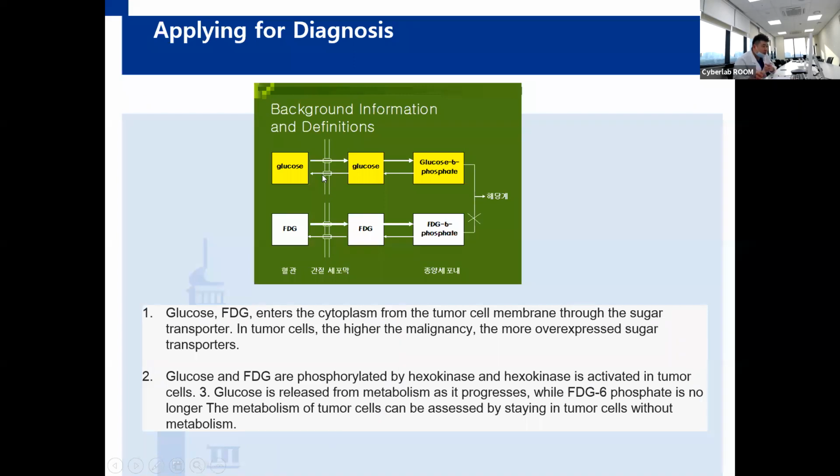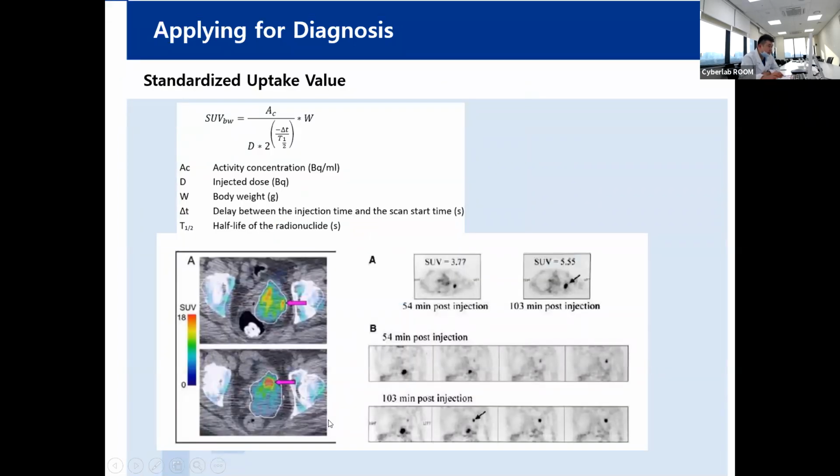So glucose is labeling the pictures. Glucose and FDG are phosphorylated by hexokinase, and the hexokinase is activating tumor cells. This part is very important. SUV is the formula, the AC is activity concentration. It means millicurie or becquerel, showed injected dose, body weight, delay between the injection time and scan start time. T1/2 is the half time of the radionuclide.